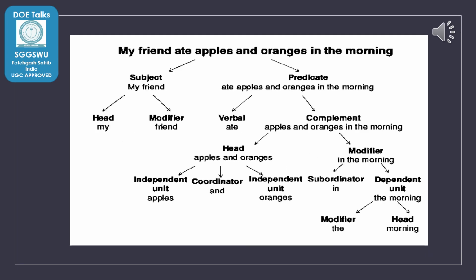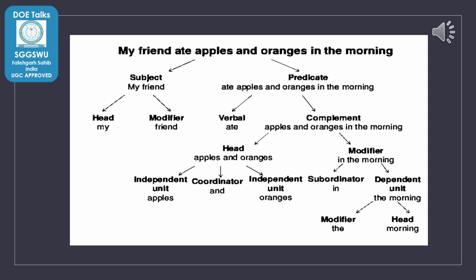We have another example here. This is how IC analysis unfolds the relationship between different constituents of a sentence. The sentence is, "my friend ate apples and oranges in the morning." So we have two parts again, what we normally call subject and predicate. Subject is a noun phrase, "my friend," which consists of "my" and "friend," right? What we also call head and modifier, right? And in the predicate we have a verb phrase, that is "ate apples and oranges in the morning."